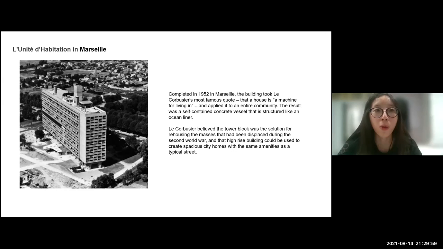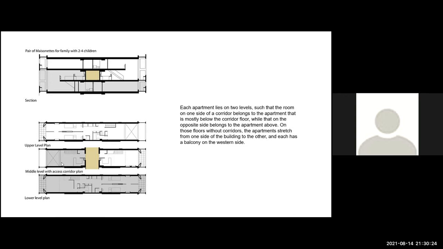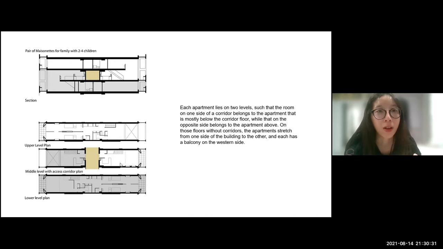Next. I think we can briefly talk about how the space planning works in this building. You can see on the section and plan on the left side, each apartment lies on two levels. The gray one has its entrance at the upper floor, but for the white unit, the entrance is at the lower floor. So it creates a sequence, a different grid system for this building. On those floors without corridors, the apartment can stretch from one end of the building to the other, so each has a balcony on the western side.